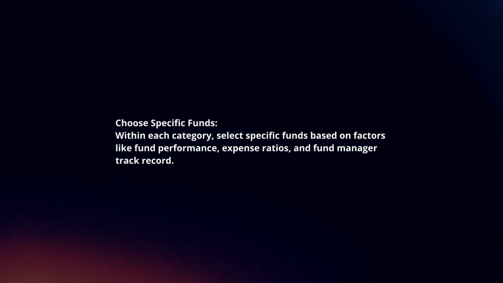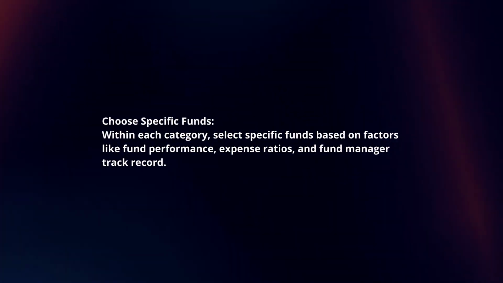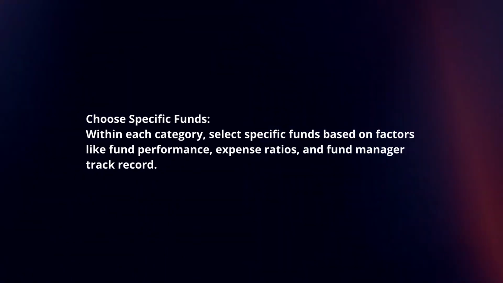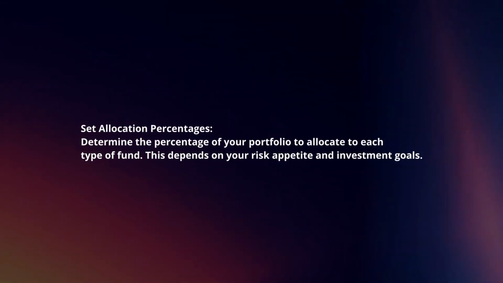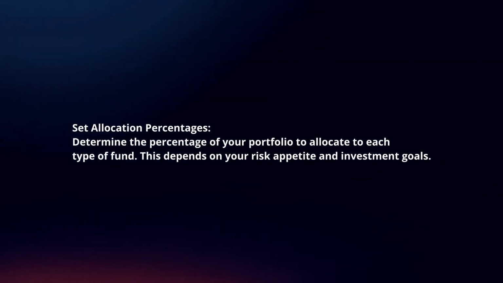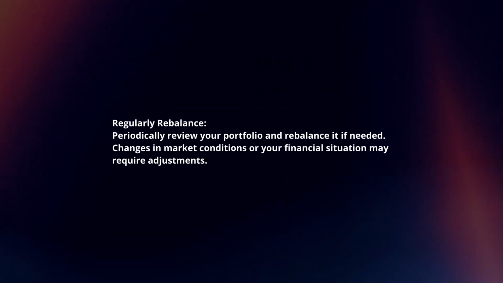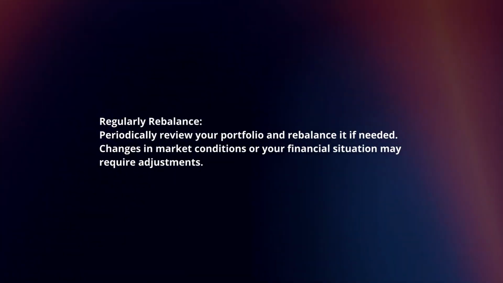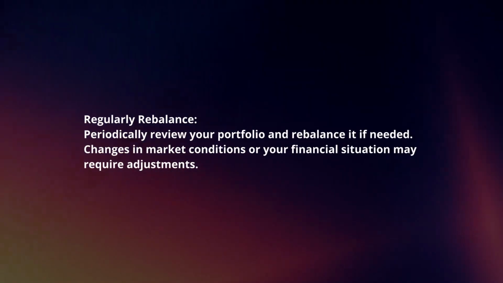Choose specific funds. Within each category, select specific funds based on factors like fund performance, expense ratios, and fund manager track record. Set allocation percentages. Determine the percentage of your portfolio to allocate to each type of fund. This depends on your risk appetite and investment goals. Regularly rebalance. Periodically review your portfolio and rebalance it if needed. Changes in market conditions or your financial situation may require adjustments.